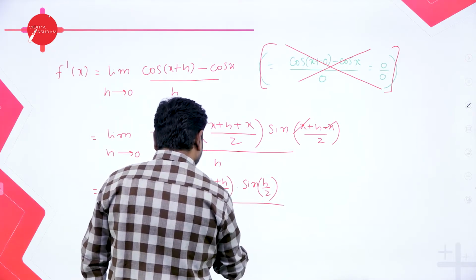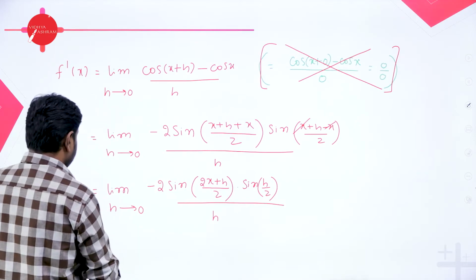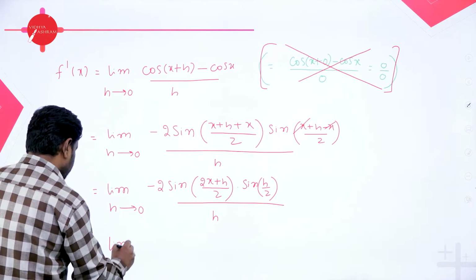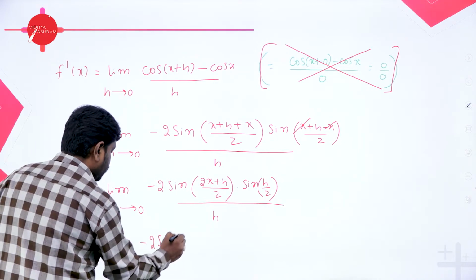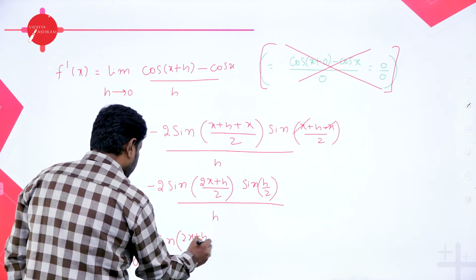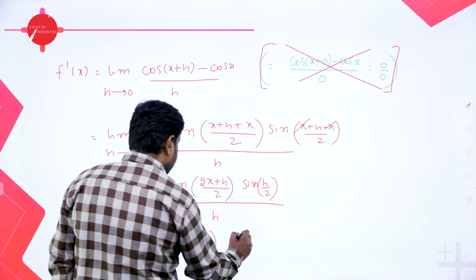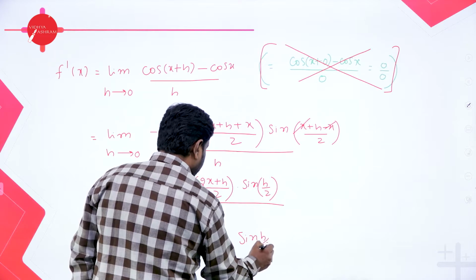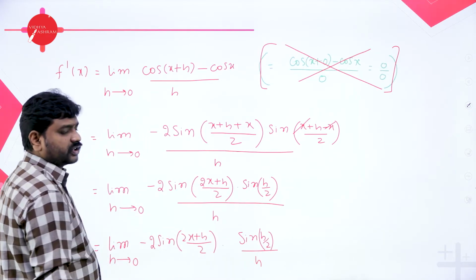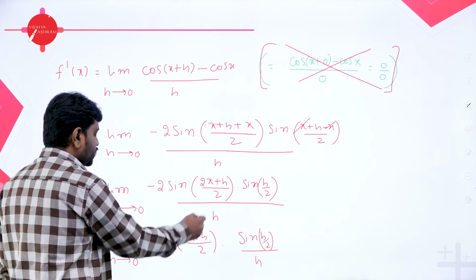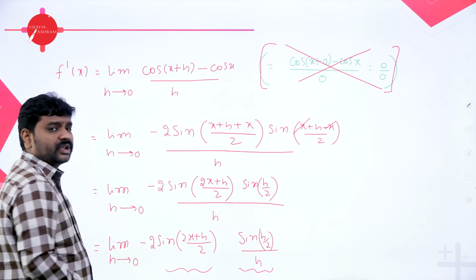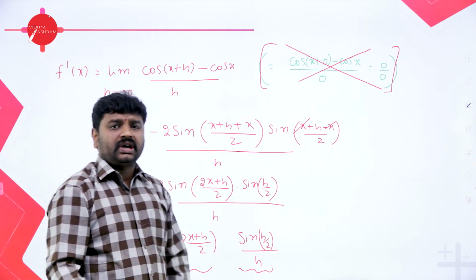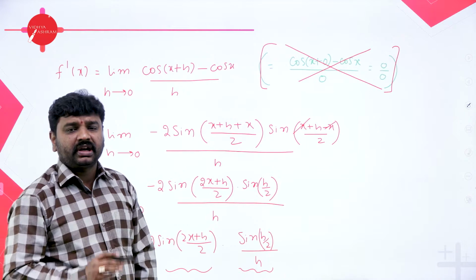Now further split it. Limit h tends to 0, write them as two functions: minus 2 sin of (2x plus h) by 2, into the second function, I will take sin (h by 2) by h. Now we have a product of two functions, meaning I split this whole thing into two functions. This is the first function into this. If you multiply, you will get the same. Because we can apply the formula, if you have a product of two functions, then you can apply the limit for each function. So now I will apply the limit for each function.